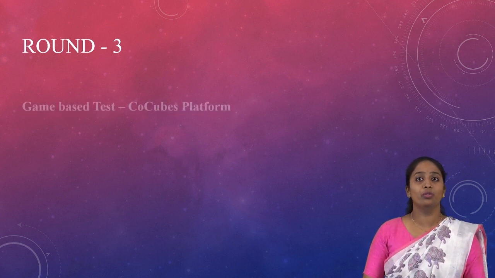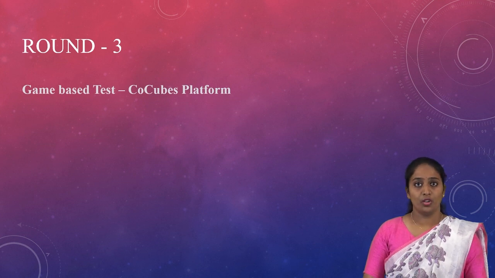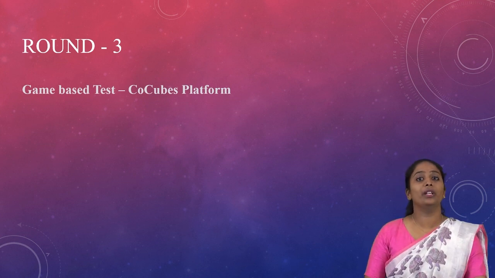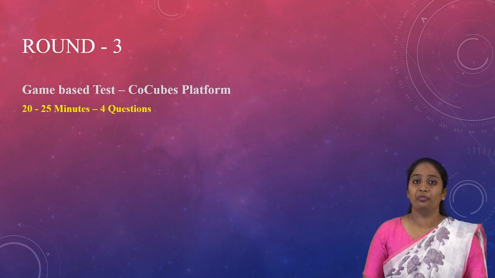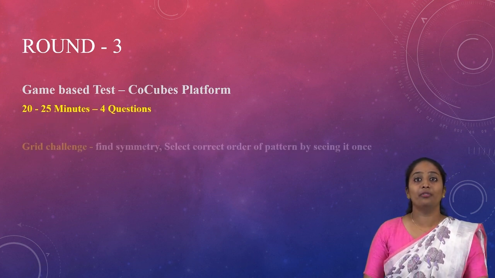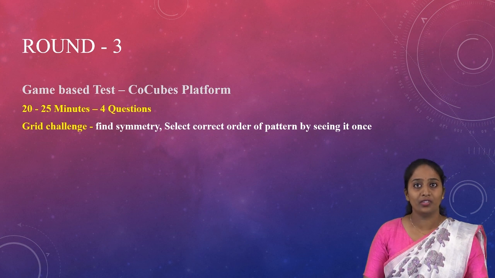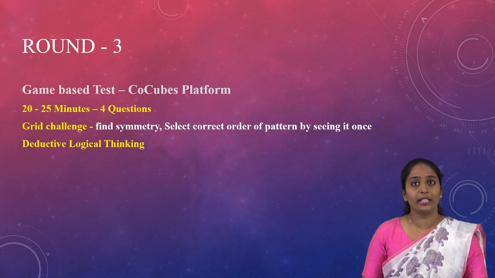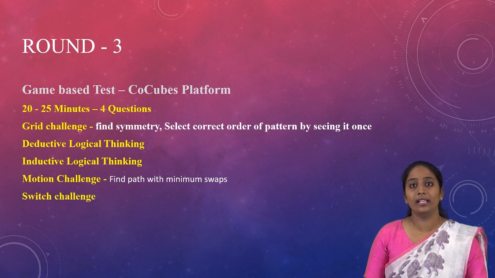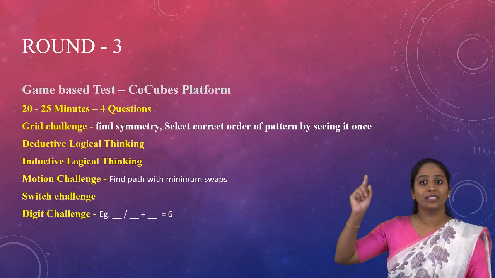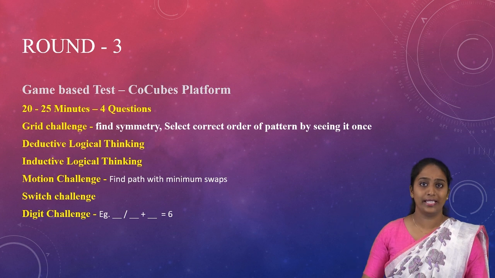So once you clear the English communication test, you will be moved towards the game-based test. Again, this game-based test will be on the CoQ's platform. You will be given 20 to 25 minutes. 4 questions will be given. Those 4 questions will cover the grid challenge, deductive logic thinking, inductive logic thinking, motion challenge, switch challenge, and digit challenge. These are some of the topics which are asked in the game-based test.